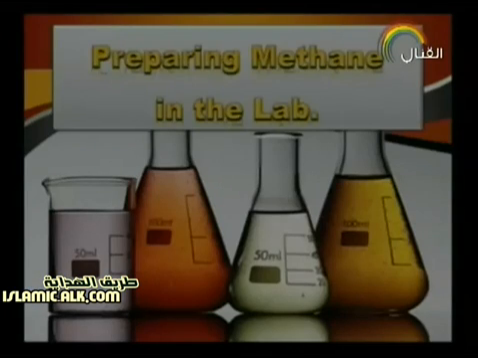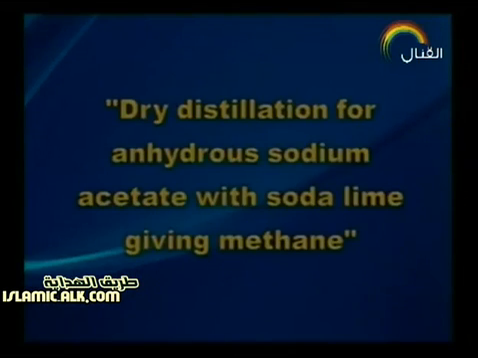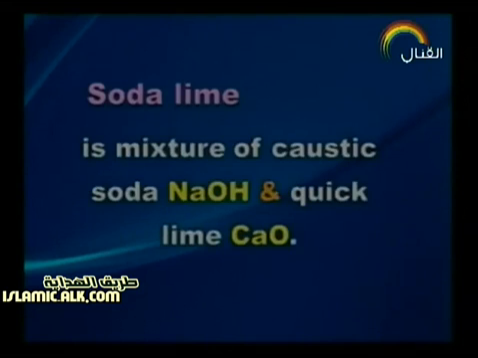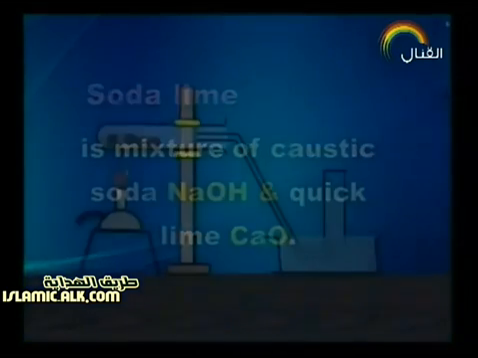Now, my dear students, we are going to prepare methane in the lab. This process of preparation is called dry distillation of anhydrous sodium acetate with soda lime, giving methane. The soda lime, my dear students, is a mixture of caustic soda, which is sodium hydroxide, and quicklime, which is calcium oxide, as their molecular formulas NaOH and CaO.